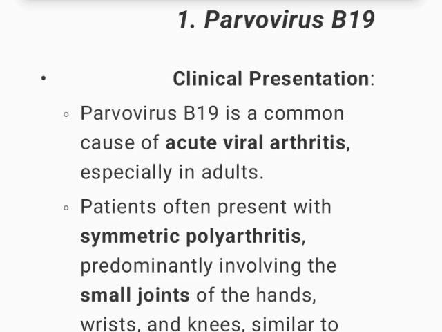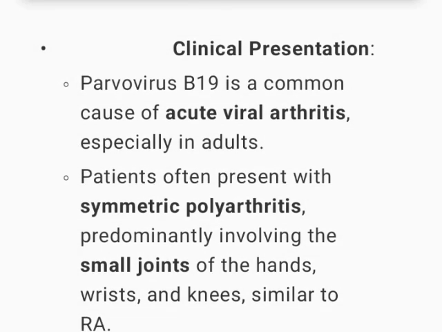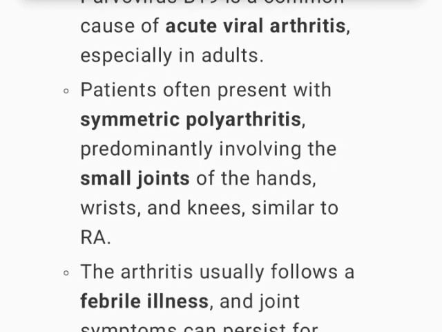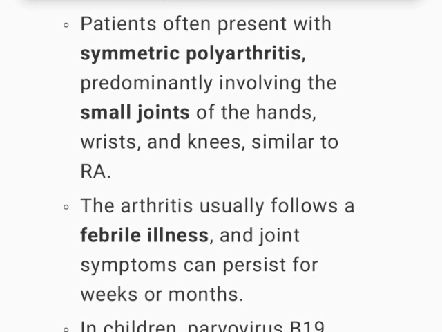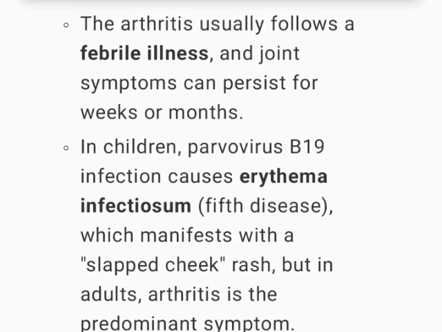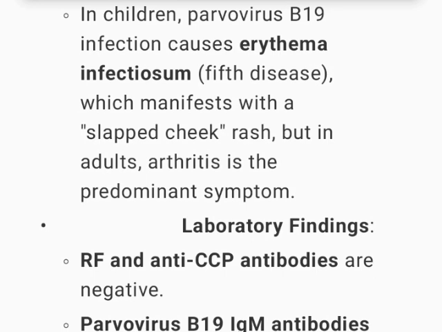Clinical presentation. Parvovirus B19 is a common cause of acute viral arthritis, especially in adults. Patients often present with symmetric polyarthritis, predominantly involving the small joints of the hands, wrists, and knees, similar to RA. The arthritis usually follows a febrile illness, and joint symptoms can persist for weeks or months. In children, parvovirus B19 infection causes erythema infectiosum, fifth disease, which manifests with a slapped cheek rash, but in adults, arthritis is the predominant symptom.